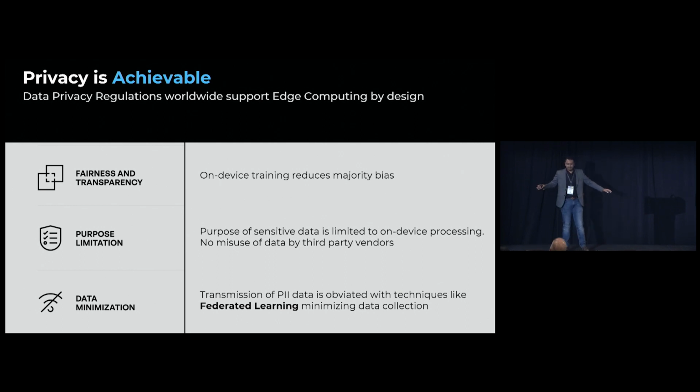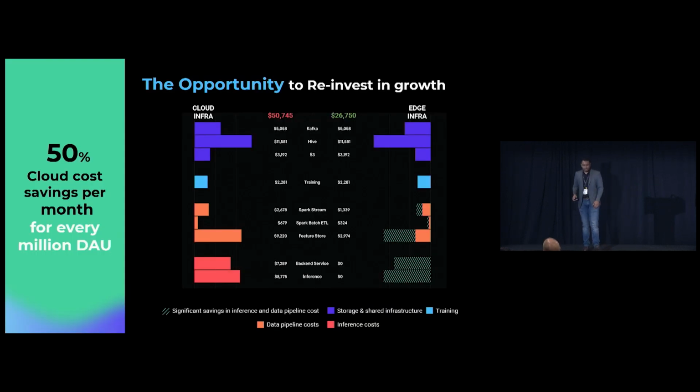Same with the fairness and transparency, and same with data minimization. So yeah, now let's talk about the cost savings that I was sharing. I want to scale to more and more users without going bankrupt, without paying half of the revenue that I earn to AWS or Azure. So this is basically the cloud breakup of the pipeline that I was showing in the beginning, and what happens to the same pipeline when it's running on the edge.